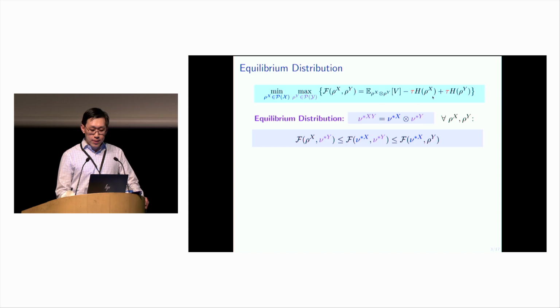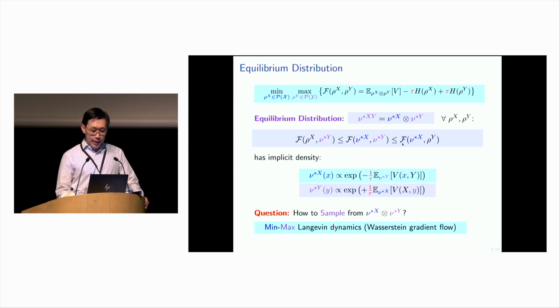And for this specific objective payoff function, it turns out that we can solve this condition, and the equilibrium distribution has to have the following implicit density. So the density of x is a function of some expectation of the density of y, and vice versa. And the main question is, how can we sample from this equilibrium distribution? And the issue is that we don't have an explicit formula for the density, only that it satisfies this fixed point equation.